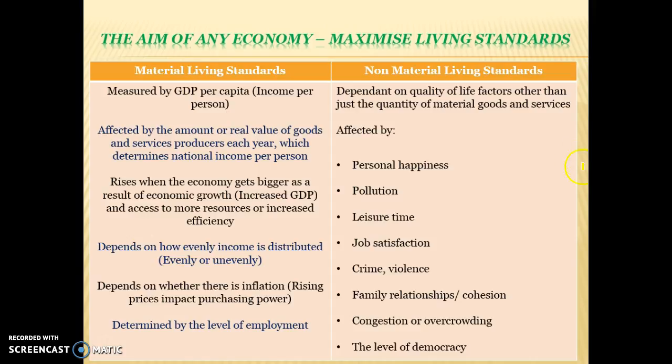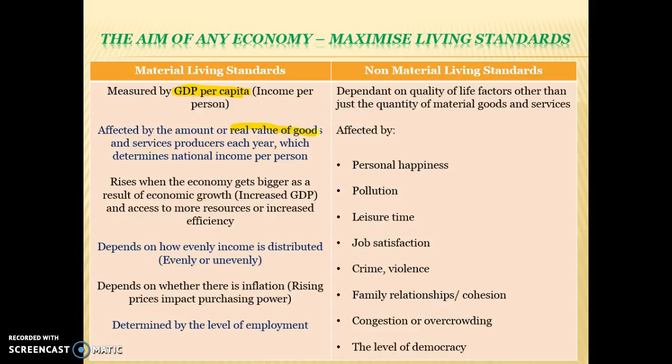So when we're looking at material living standards, we're looking at essentially people's access to goods and services. So it is essentially measured by GDP per capita, which is another word for income per person. That is the main way that we measure material living standards. And the way that we improve our material living standards is if we can increase the real value of goods and services produced each year. And what that means is that as an economy, we're producing more in real terms.